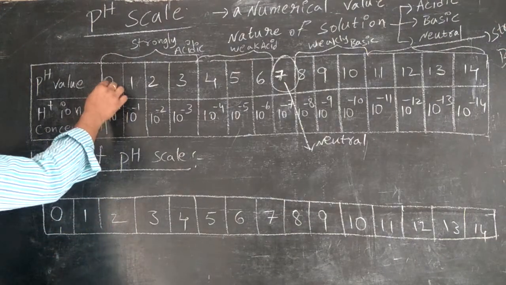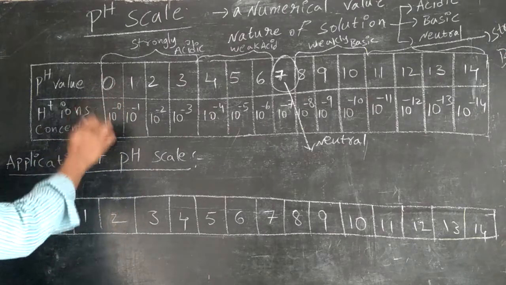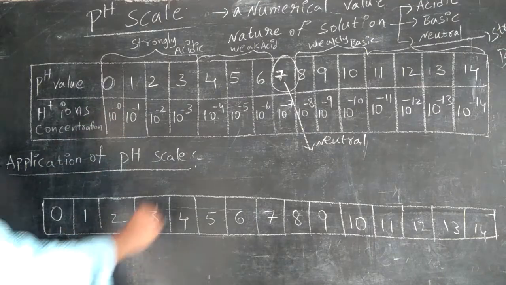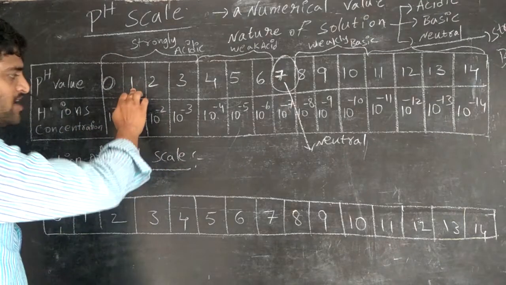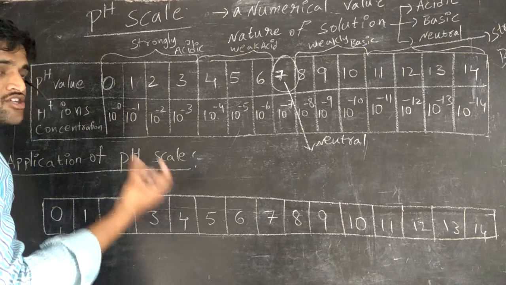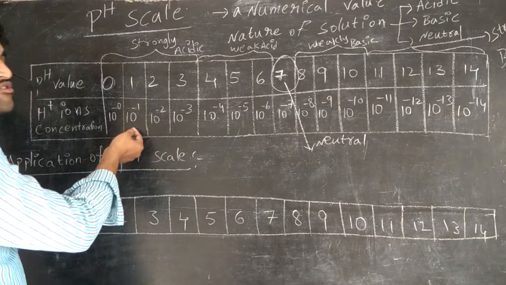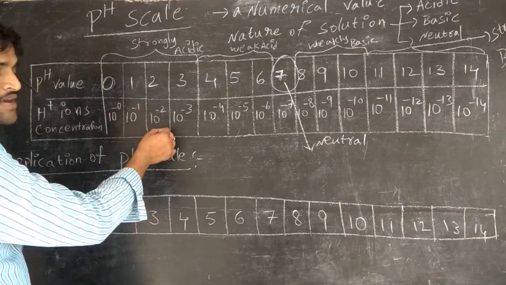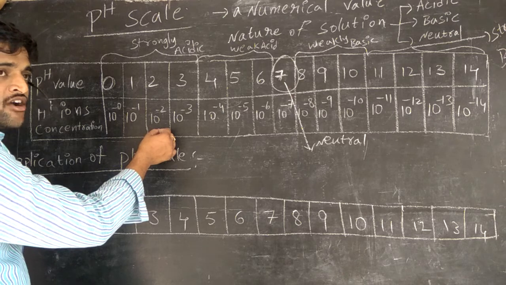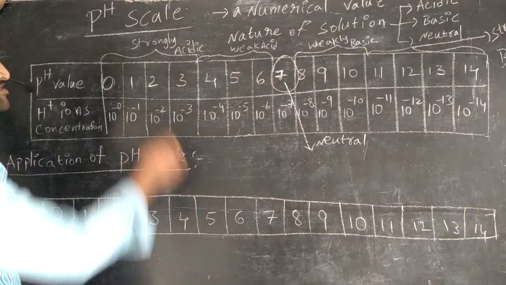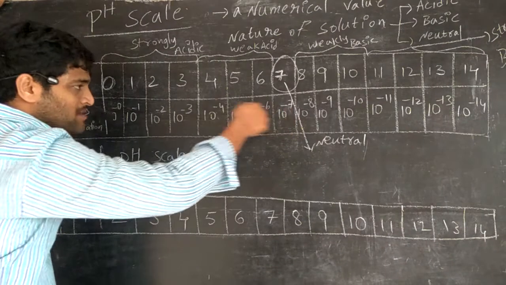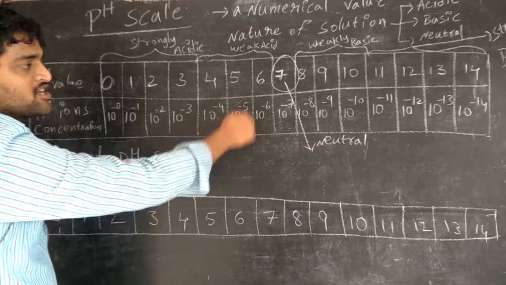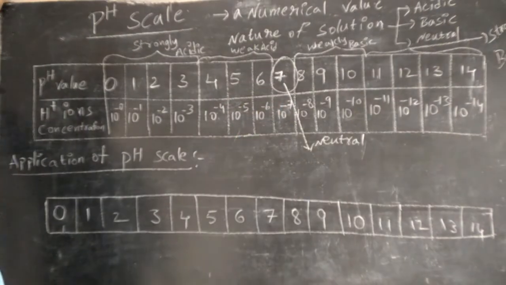Here, if the pH value is 0, then the H plus ion concentration is 10 power minus 0, nothing but 1. If the pH value is 1, then the H plus ion concentration in the given solution is 0.1. If the pH value is 2, then 10 power minus 2 is the concentration of H plus ions present in the given solution. In this manner, it measures the H plus ion concentration, and the value is allotted according to the concentration of H plus ions.